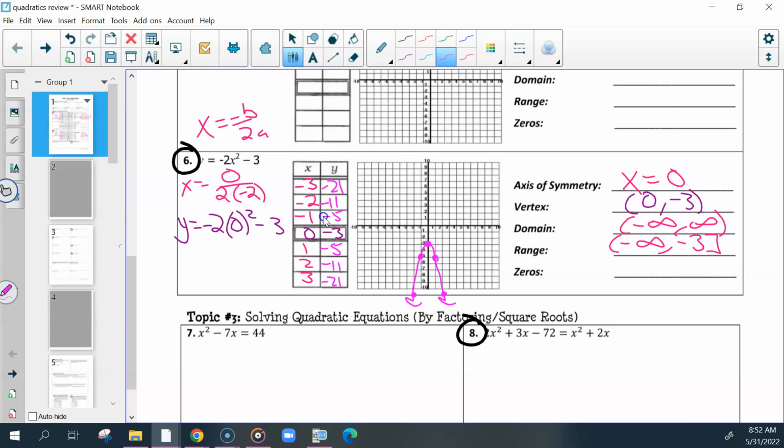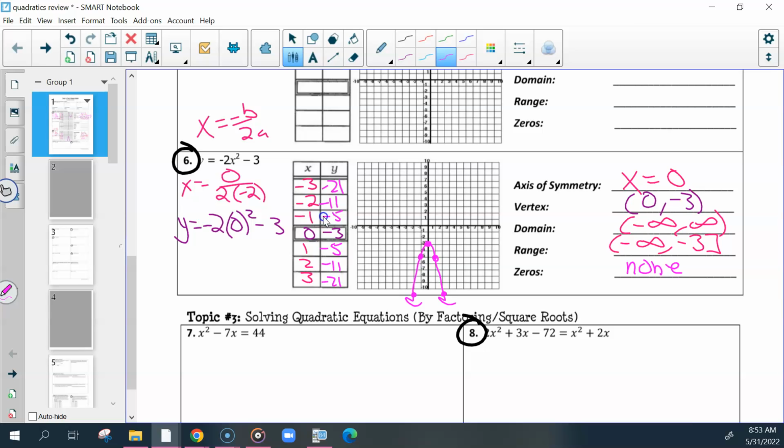A doesn't apply. But yes, there are no zeros, none. Do we have any questions on 6? No. Where are your x-intercepts? Where does it cross the x-axis? I understand. What is that?